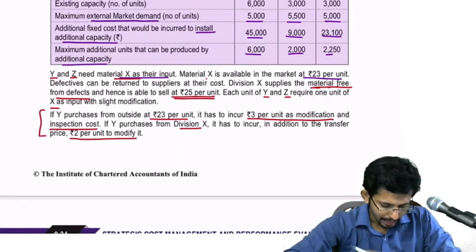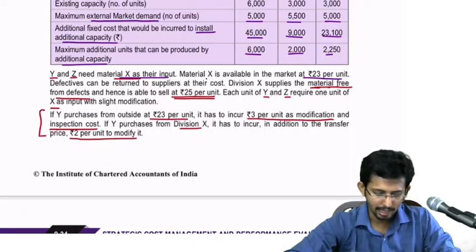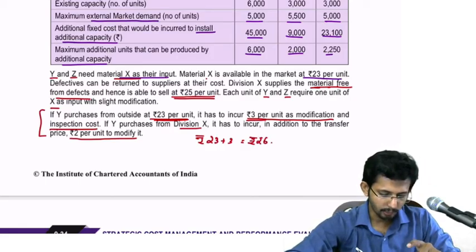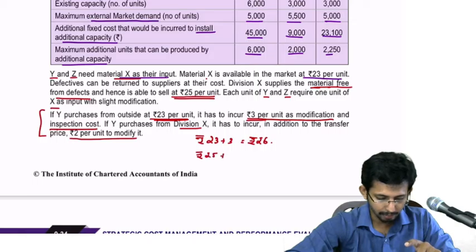Now, if Y purchases from outside at 23 per unit, it has to incur 3 rupees per unit as modification and inspection cost. So net will be rupees 23 plus 3, so rupees 26. On the other hand, if Y purchases it from X, it has to incur, in addition to the transfer price, rupees 2 per unit to modify. So it will be rupees 25 plus 2, 27.